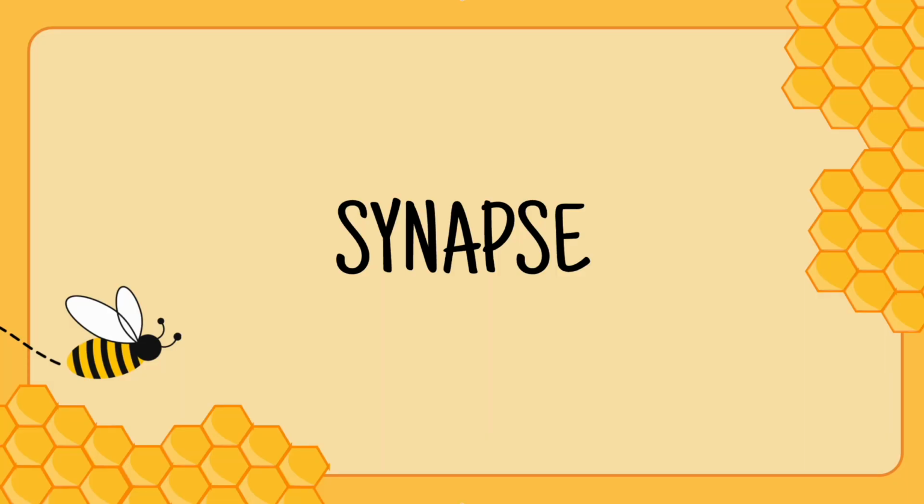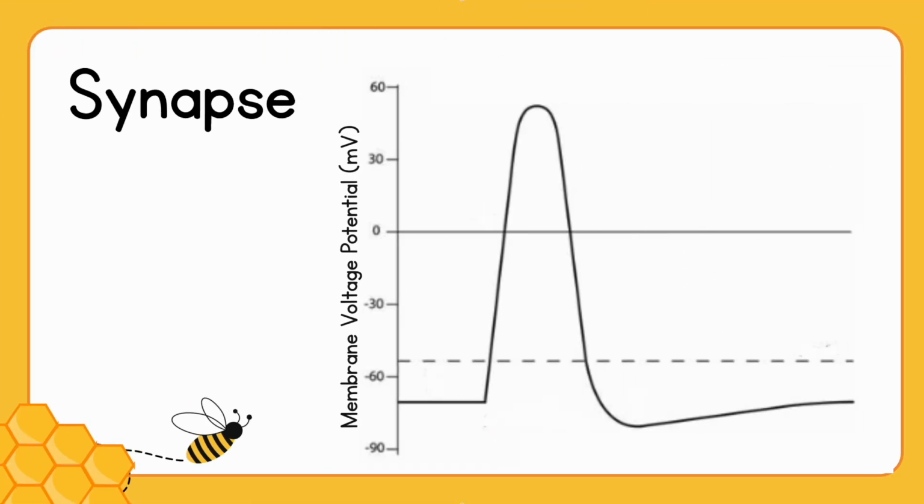Now let's talk about a synapse, which I've mentioned quite a bit. So when a synapse occurs, we get a transfer of neurotransmitters, which are signaling molecules, from one neuron to another. And when that happens, we can have a change in membrane voltage potential, or just how positive or how negative the neuron is in terms of charge.